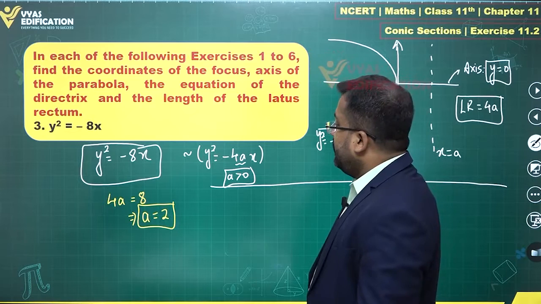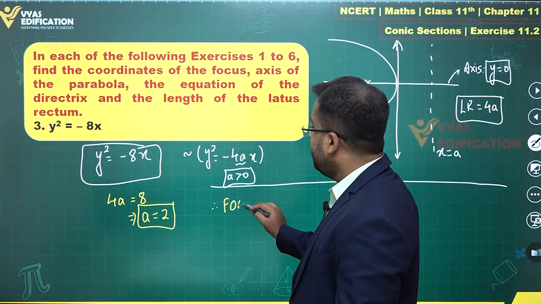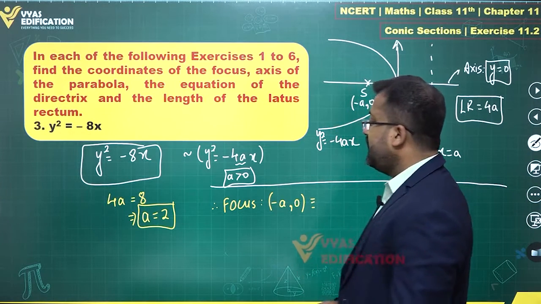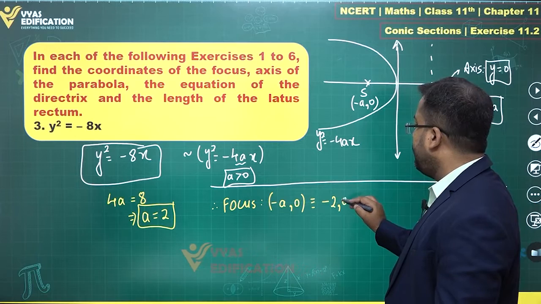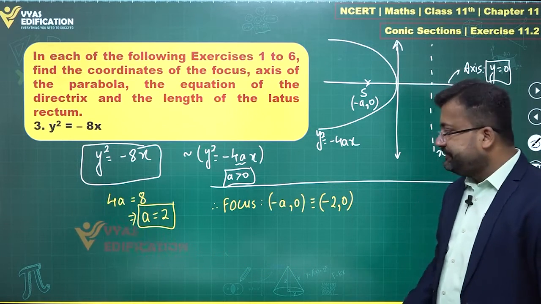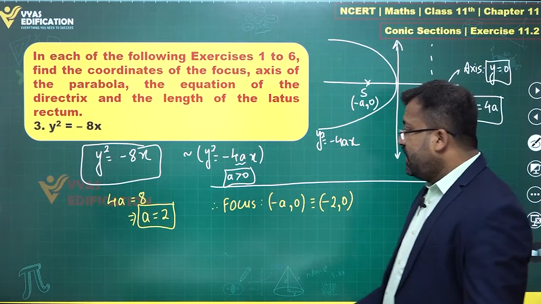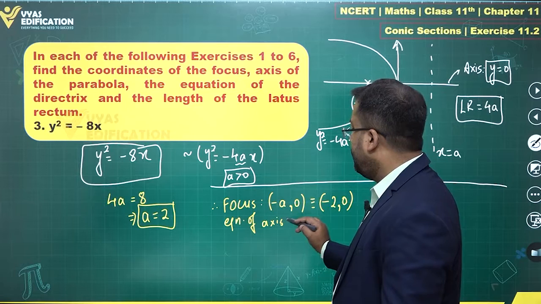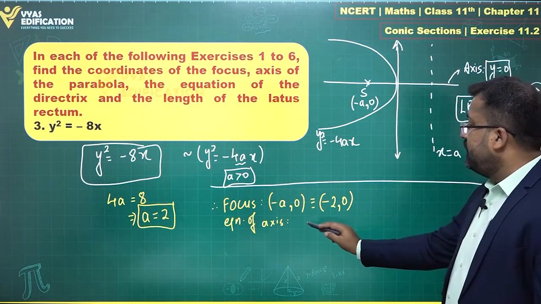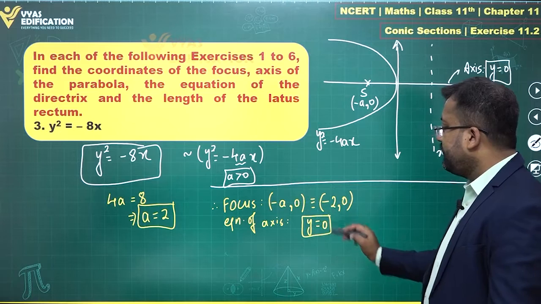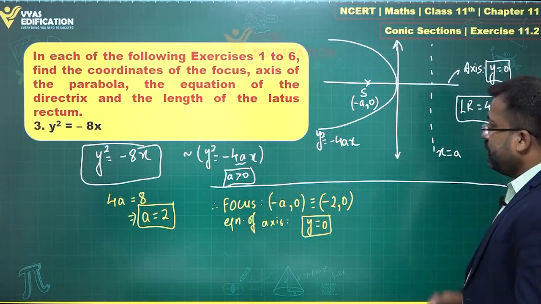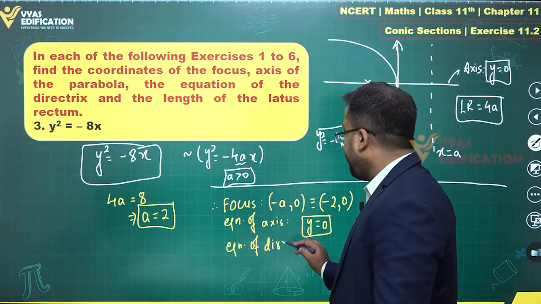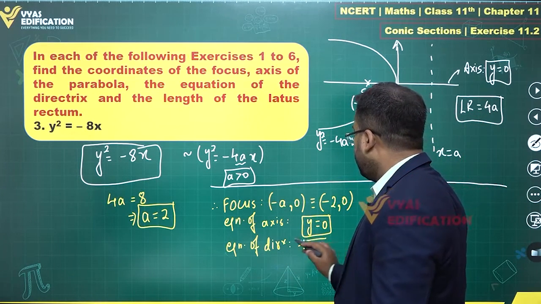Okay. Therefore, focus will be minus a comma 0. What is that? Minus a implies minus 2 comma 0. This is the focus, right? What next? Equation of axis. Equation of axis is this, y equals 0. That's it. What about equation of directrix? x equal to a, which is x equal to 2. So, equation of directrix is x equals 2.